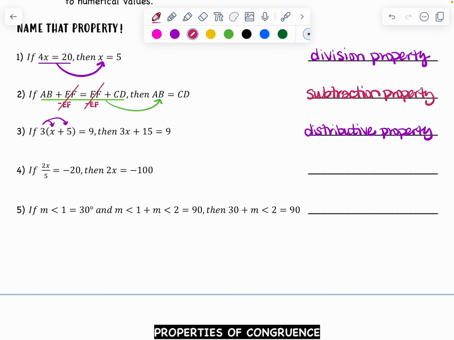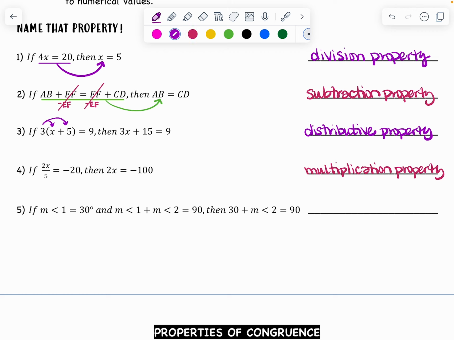All right, and then moving on to the next one. If we have the equation 2x divided by 5 equals negative 20, then what allows me to say that 2x must equal negative 100? And again, it's all about analyzing what's not there anymore. You can see that in my hypothesis, I have a fraction, and in my conclusion, I do not. So they've clearly done something to get rid of the fraction, and hopefully we can all see that that means that we have multiplied both sides by 5. So this would be the multiplication property working.